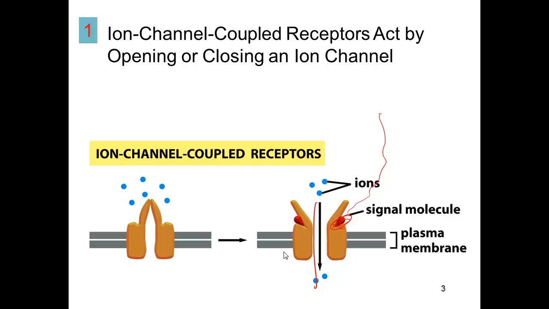close. There are also ion channel coupled receptors for other ions, including potassium, calcium, and chloride, and other ligands include serotonin, a neurotransmitter, and GABA, also a neurotransmitter, short for gamma-aminobutyric acid.